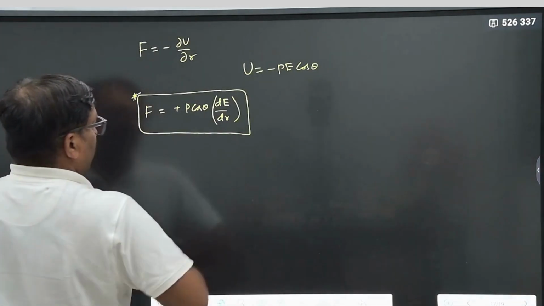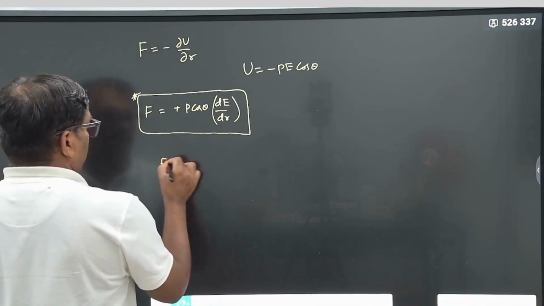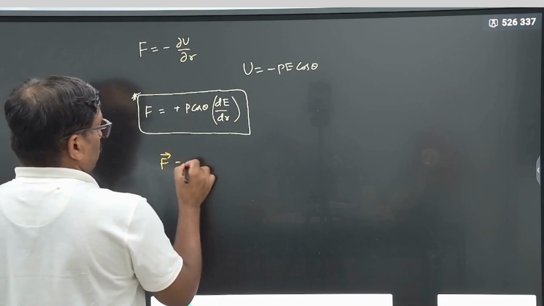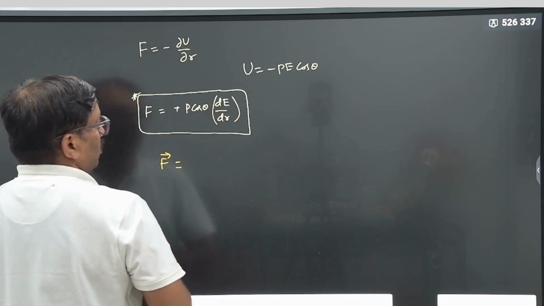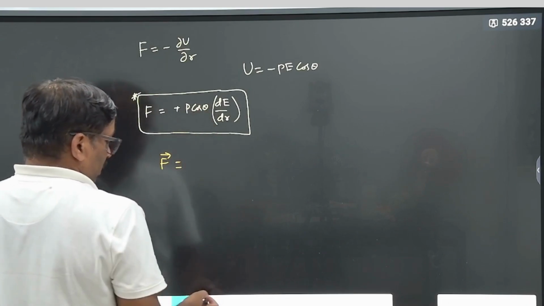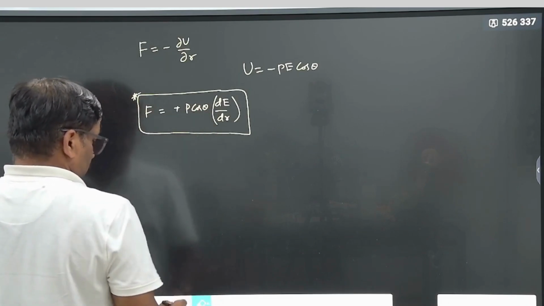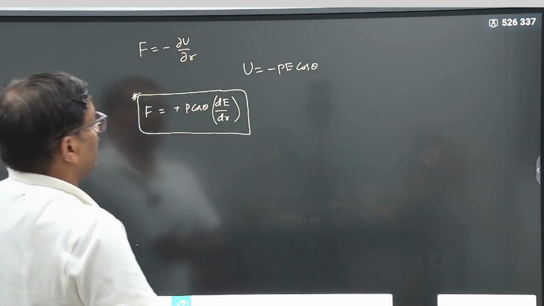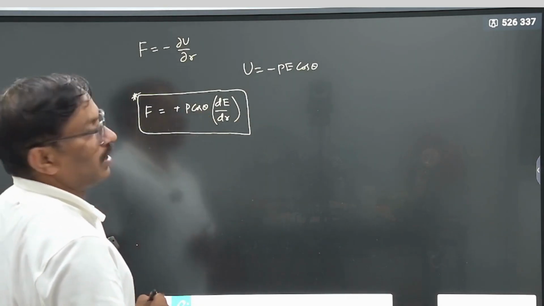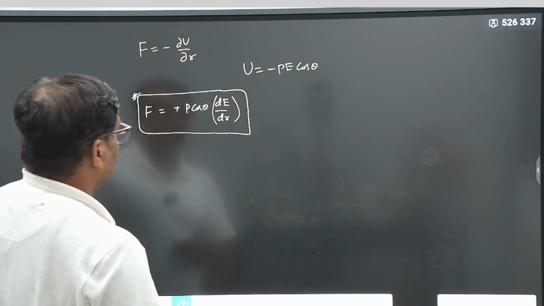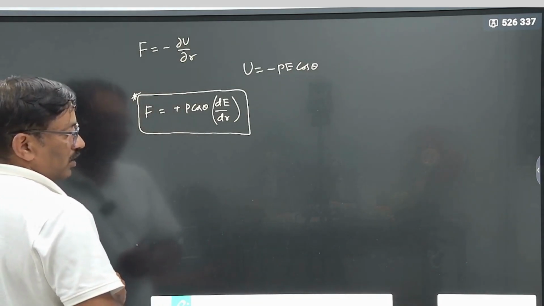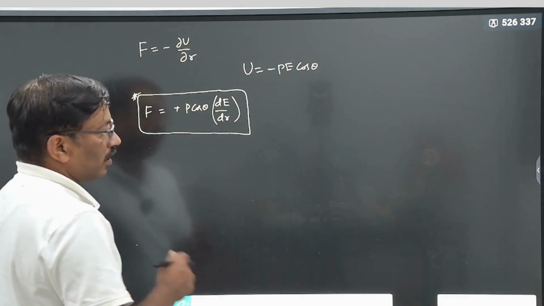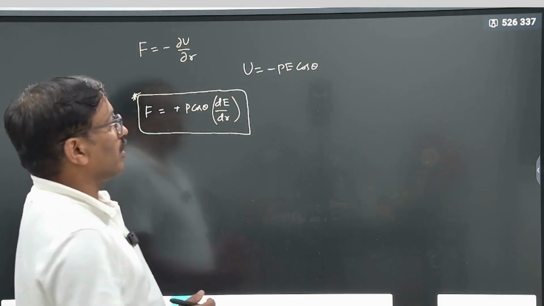So, if you want to write it in terms of a dot product, therefore, F is equal to P dot, right. So, here you can write it based on this angle, clear. So, F is equal to P into cos theta into dE by dr, right. Let us see one important concept now. What will be the force acting between the two dipoles? Very, very important concept.